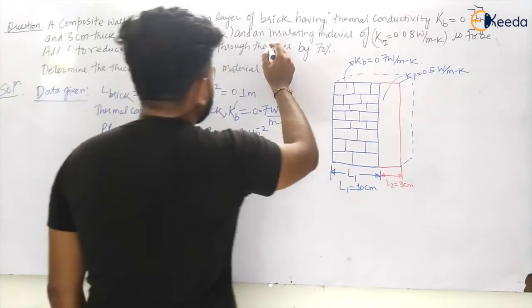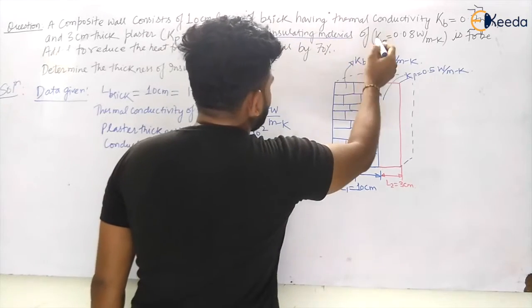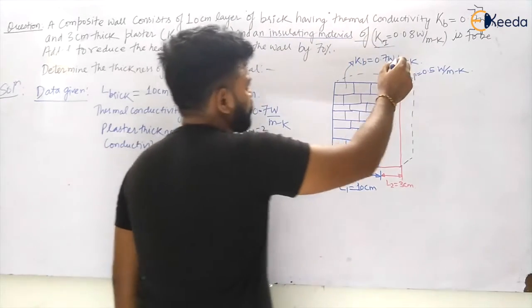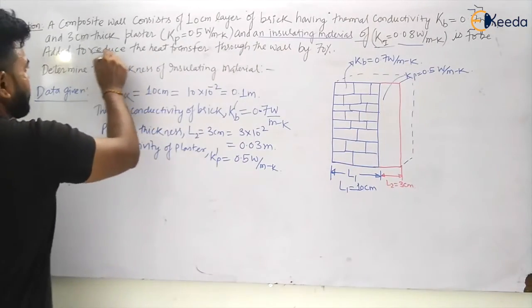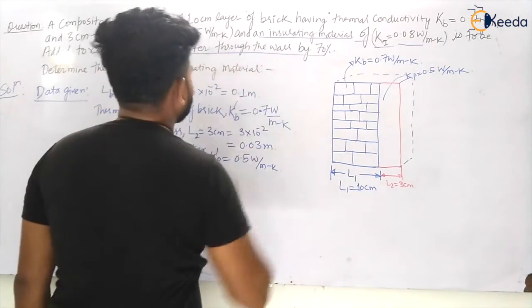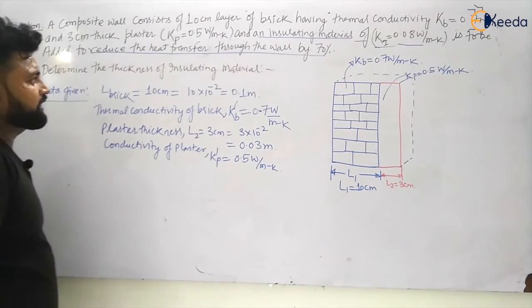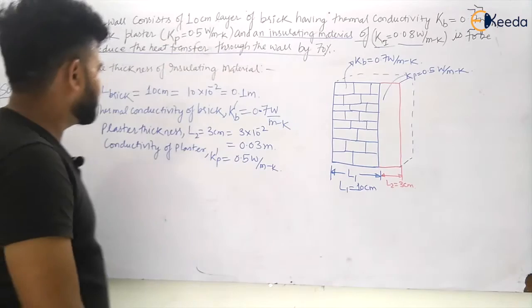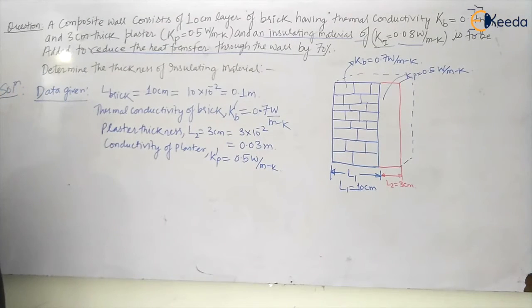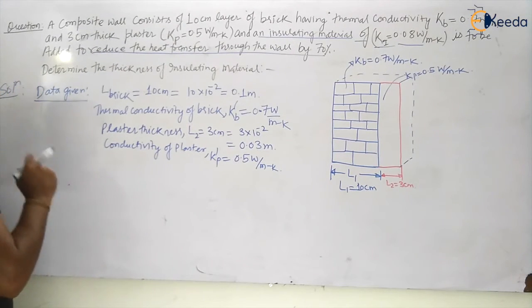We have written all the values. And an insulating material of thermal conductivity Ki equal to 0.08 watt per meter Kelvin is to be added to reduce the heat transfer through the wall by 70%. So he is asking for the thickness of that insulating material. What will be the thickness of that insulating material to add to reduce the heat transfer through the wall?